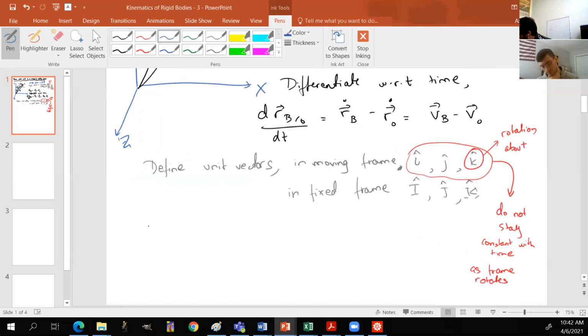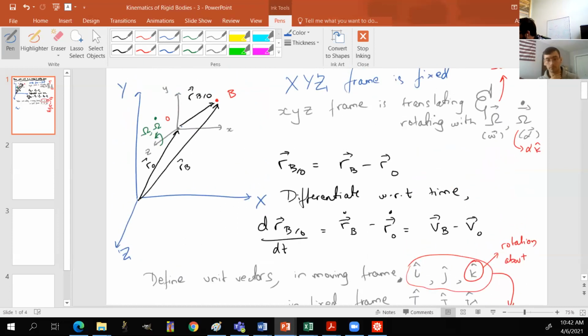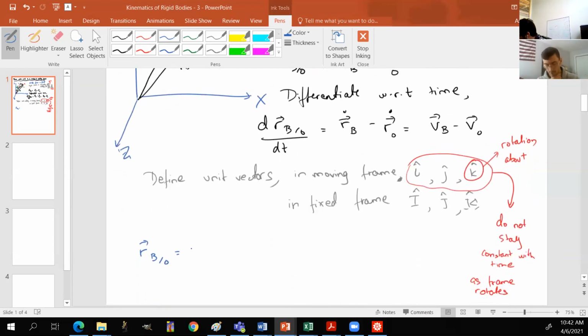All right, so what I can say for r of B relative to O, I'm going to do some quantification. In the moving frame of reference, that is equal to x small i hat plus y small j hat, and this is in the moving frame.